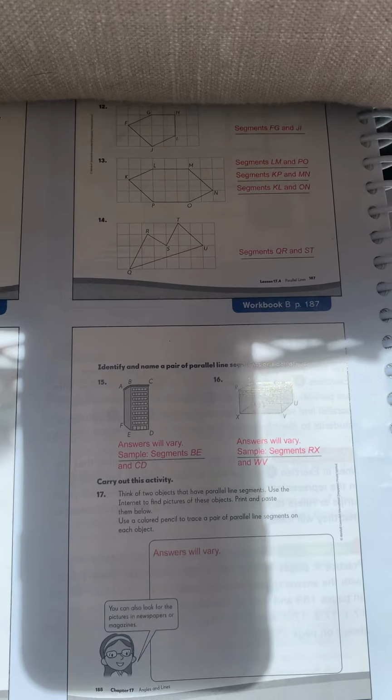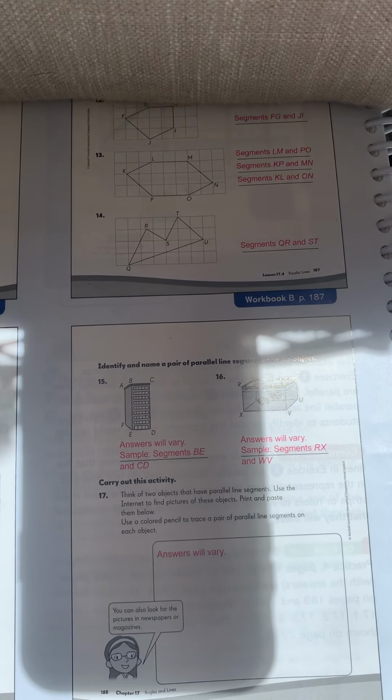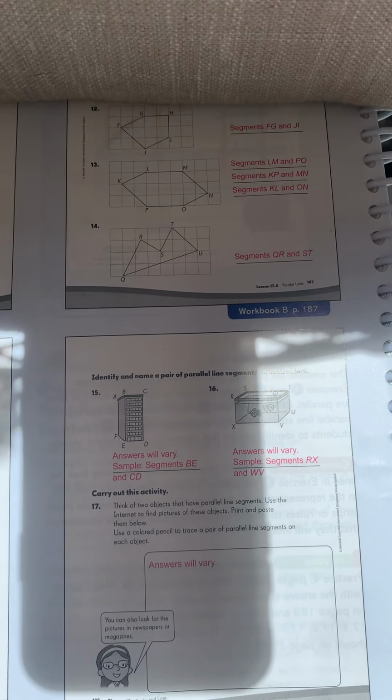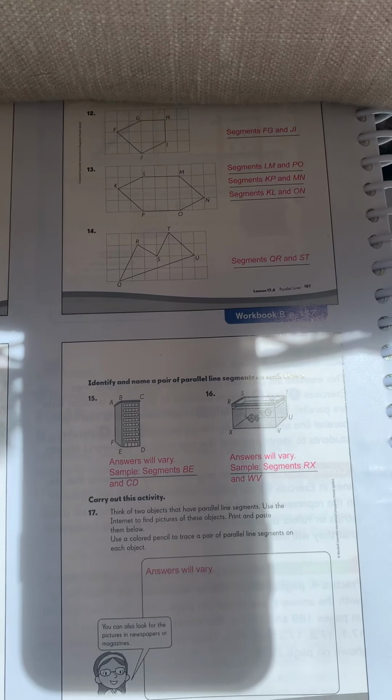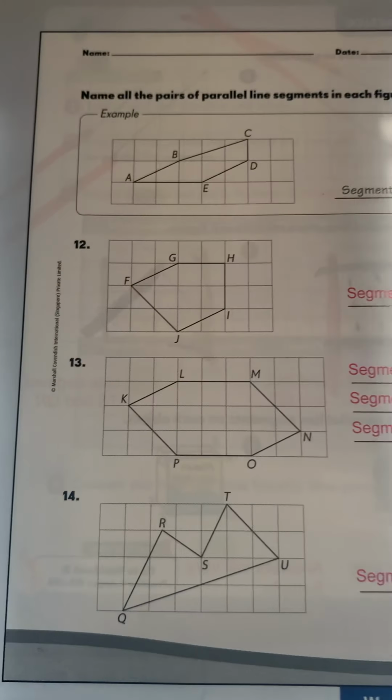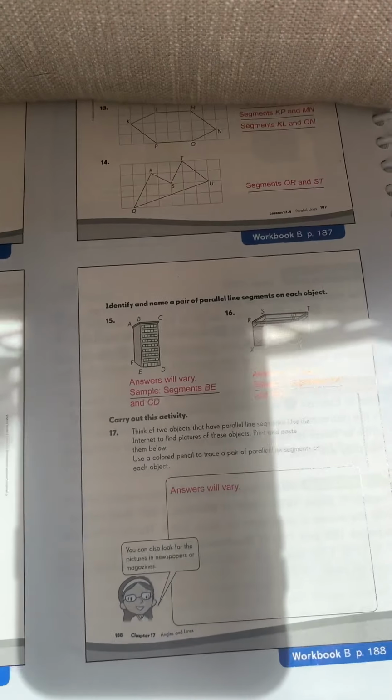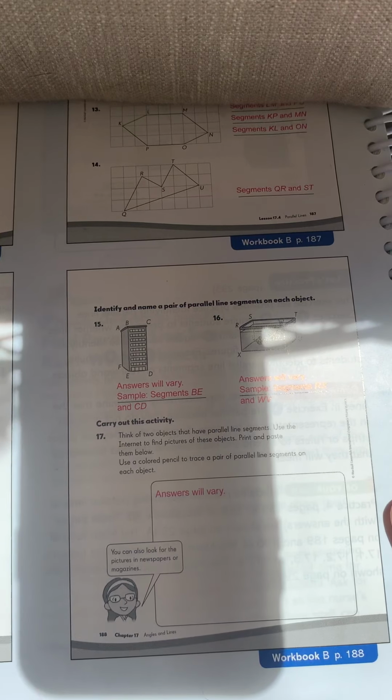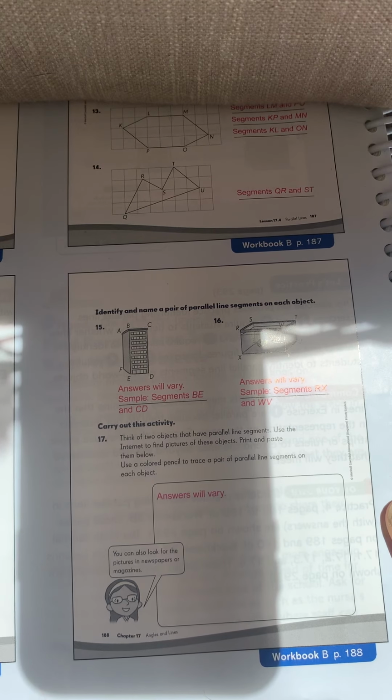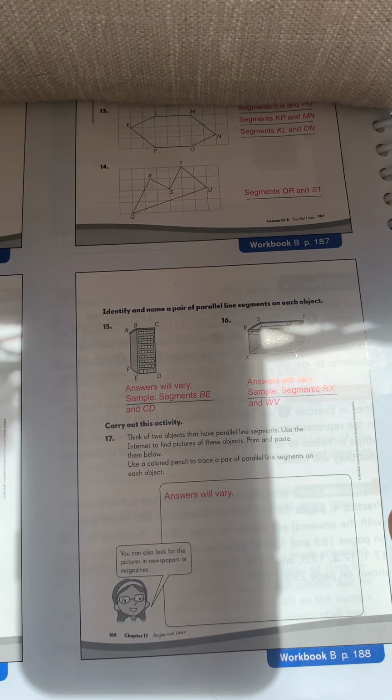Third grade, happy Wednesday. We are going to go ahead and warm up today with a little problem on workbook page 188, and it's going to look just like this. So find that page in your workbook if it's not 188. Pause the video if you need to. Okay. Today for warm up, we're going to take a look at 15 and 16. So it says, identify and name a pair of parallel lines on each object.